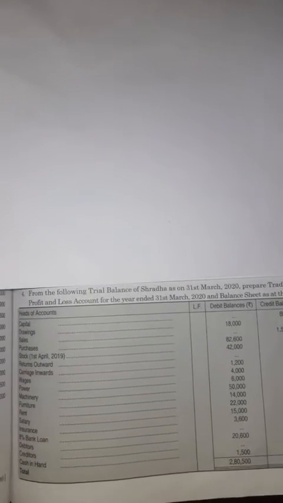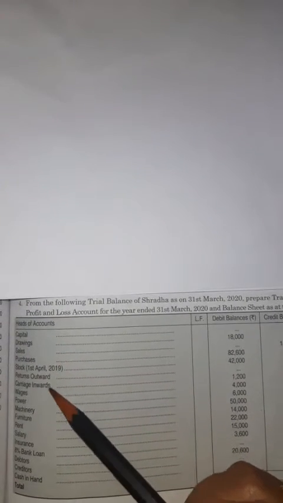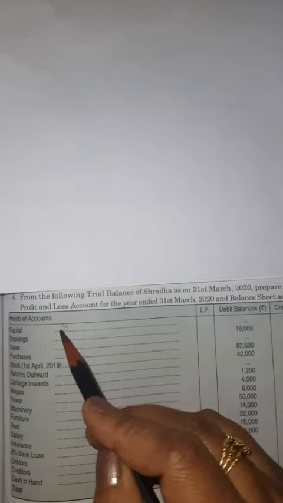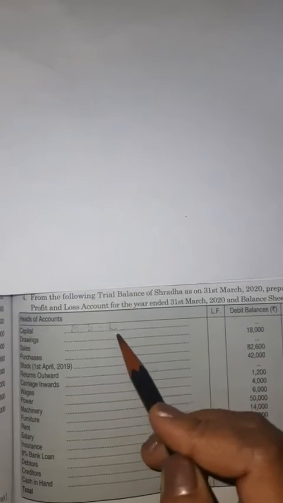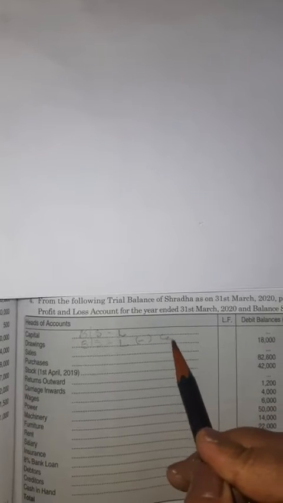Okay, so you are provided with the trial balance. So these are the items. Now looking at the items of the trial balance given to you, we will first of all write down in which final account these items will be placed. So first we have capital. As you know, capital will go to balance sheet, liability side. Then comes drawing, again balance sheet, liability side, we have to subtract it from the capital.